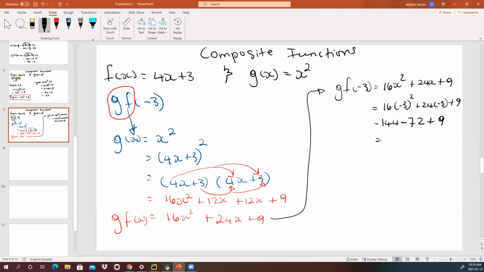All right. And then 24 times -3 gives you -72. And so the answer to that now would be 144 minus 72 plus 9, which should give you 81. So that's the answer there. I'll just give you a second to write it up.